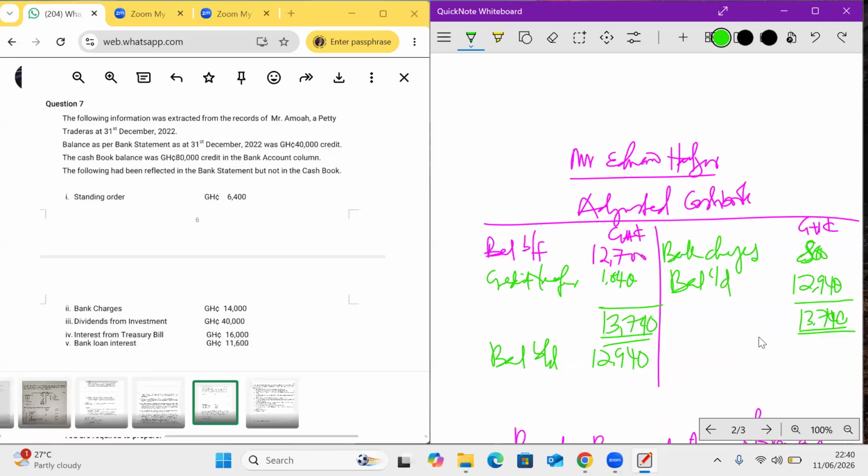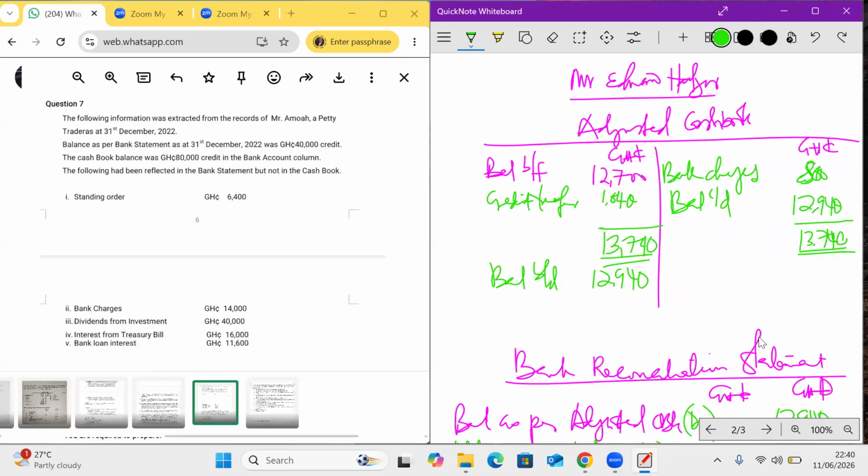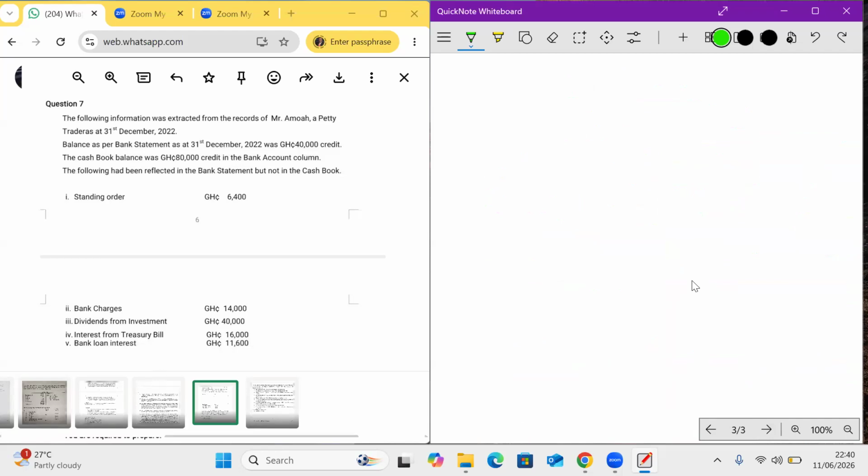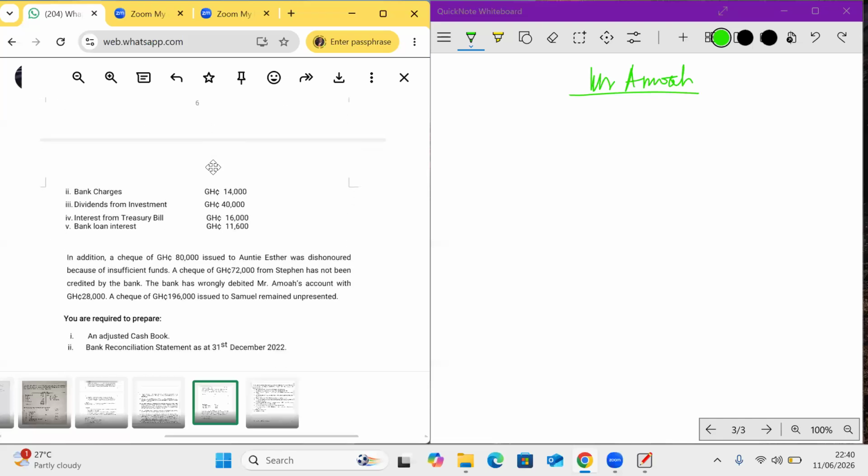What is the first thing you see here? Where are you looking at? The name of the entity, Mr. Amua. Next, you underline it and you go to the requirements. Requirement is an adjusted cash book, bank records. Then you draw your adjusted table.